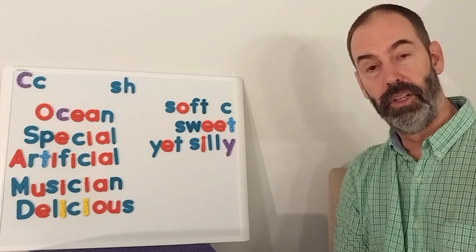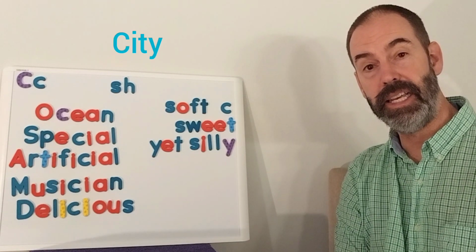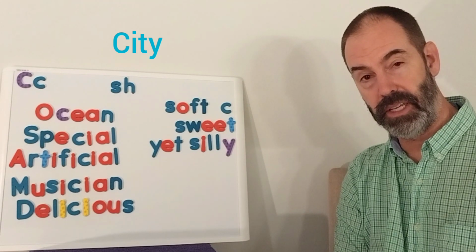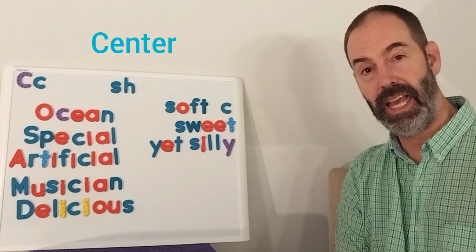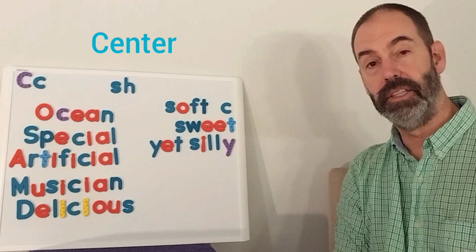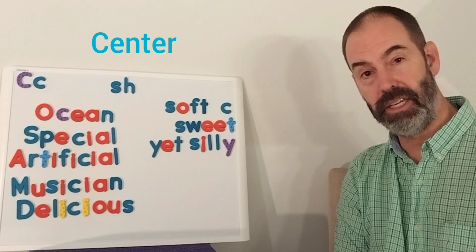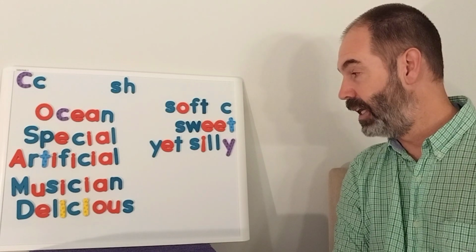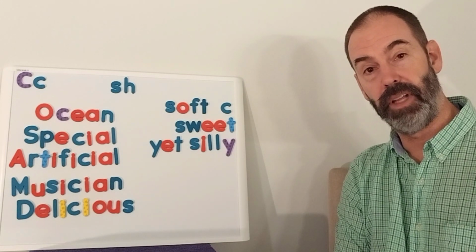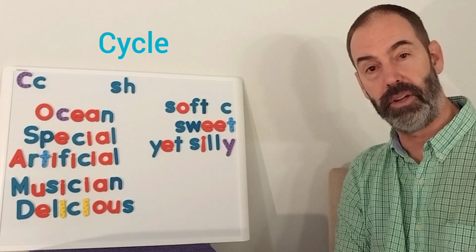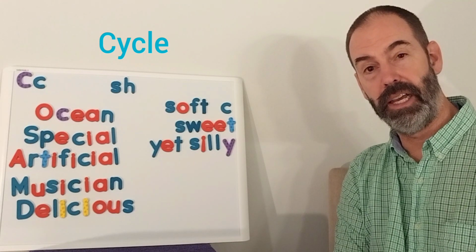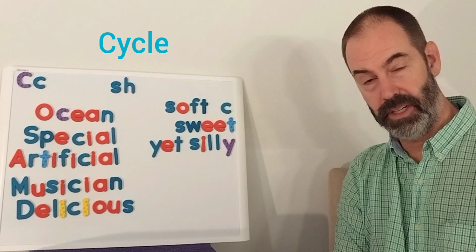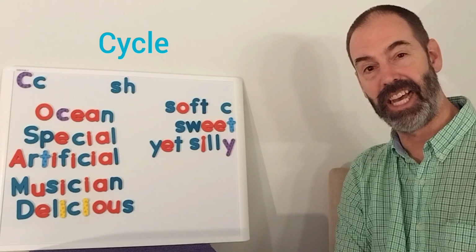For example, the word city, C-I-T-Y. The I makes the C a soft C. The word center, C-E-N-T-E-R. The E makes the C a soft C. The E comes after the C. And the word cycle, like bicycle or motorcycle, C-Y-C-L-E. The Y comes after the C. It makes it a soft C, cycle.